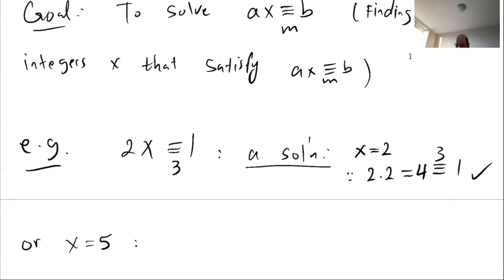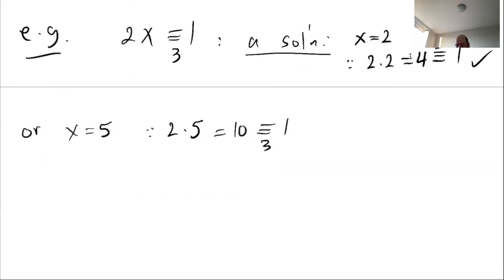How much is 2x if x is 5? So 2x would be 2 times 5, which is 10, and that's 1 mod 3. Again, because 3 divides 10 minus 1. So see, we have more than one solution. We already found 2 solutions, x equals 2 and x equals 5. So probably we are going to have more solutions. So let's see whether we can find all the solutions for any given congruence.